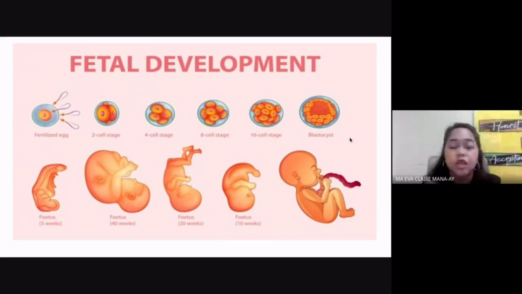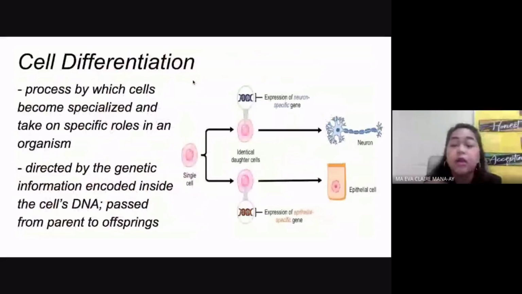Okay. Now, when we say cell differentiation, that very important process that made you into what you are today, this is the process by which cells become specialized and take on specific roles in an organism. So we all know that we all started as a zygote, that is a fertilized egg cell, and that egg cell is going to be divided into 2 cells, then 4 cells, then 8 cells, and so on, until such time that these cells have already gone through differentiation. Okay, and when we say they are done with differentiation, they are now going to take on different functions.